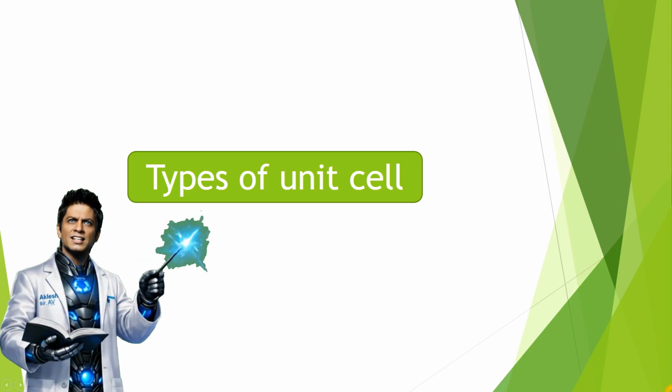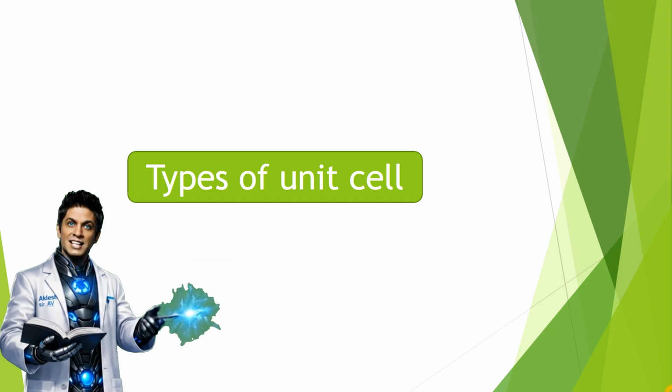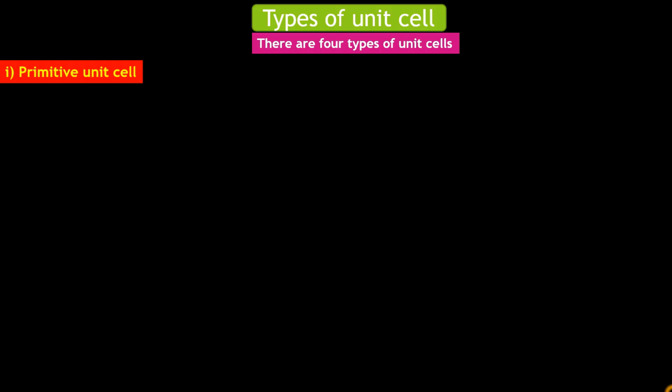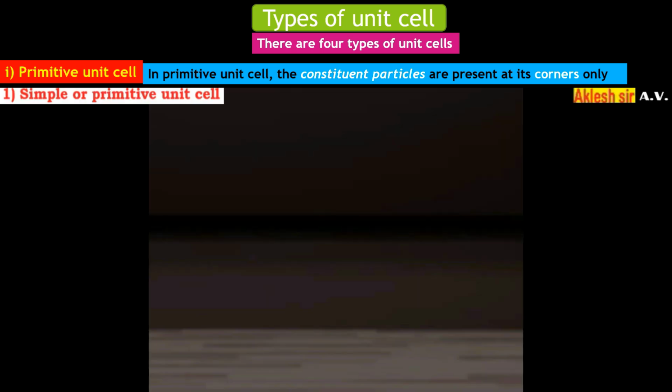A unit cell is the smallest repeating unit in a crystal lattice. There are several types, which we will explore now. Types of unit cell. There are 4 types of unit cells. 1. Primitive or simple unit cell. In a primitive unit cell, the constituent particles are present at its corners only.